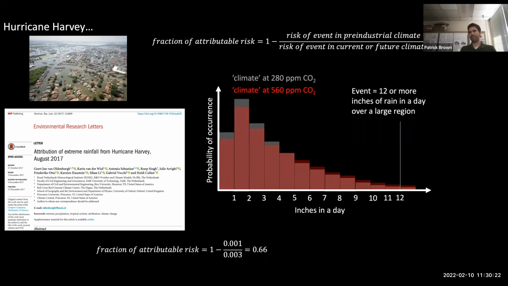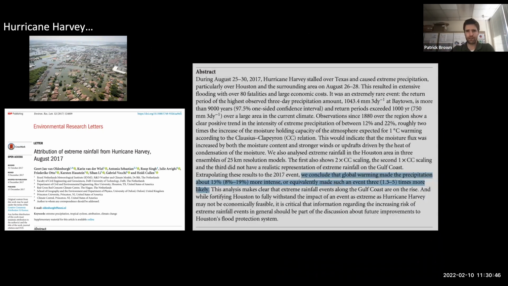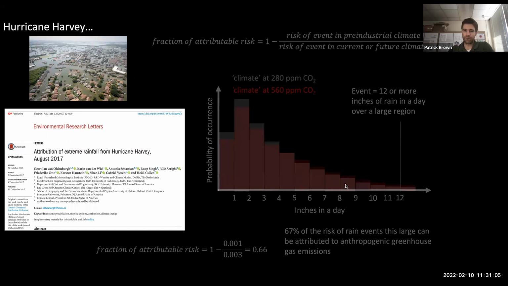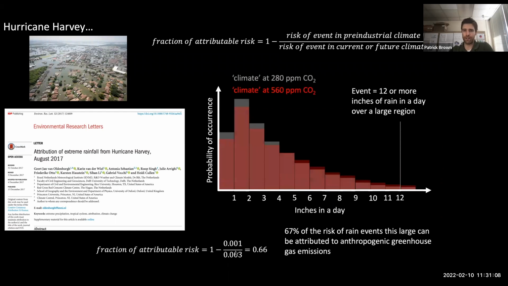It's interesting because when you're doing these climate model runs, instead of looking at the risk of exceeding some amount of rain, you can actually calculate how much the warming increased the rainfall. And that's what this is showing. They basically say both results here. From the abstract, we conclude that global warming made the precipitation about 15% more intense, or equivalently made the event 1.5 to 5 times more likely. In this case, I'm using 3 times more likely, so it's right in the middle of that range.